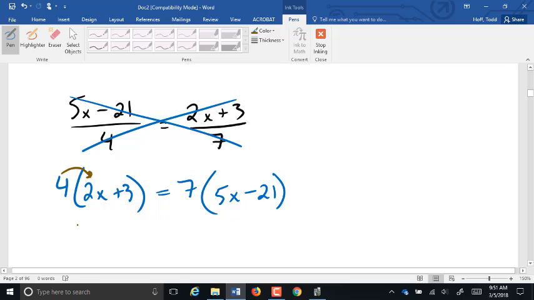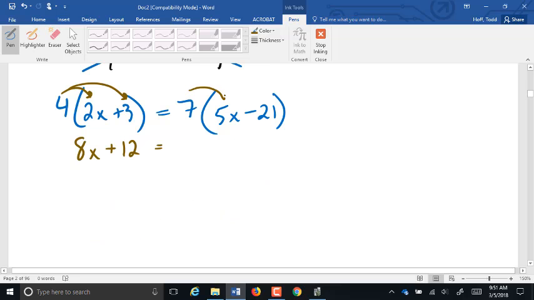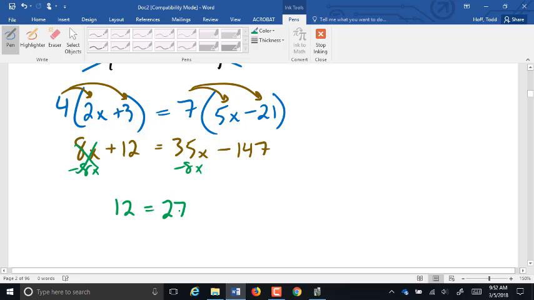4 times 2x, 8x, and 4 times 3 is 12. Good. On the other side, we've got the 7 times 5x, 35x, and 7 times negative 21, minus 147. There you go. Now we do still have an x on each side. What are we going to do with that? Subtract the 8x, the smaller one. So we've got 12 equals 35 minus 8 is 27x minus 147.